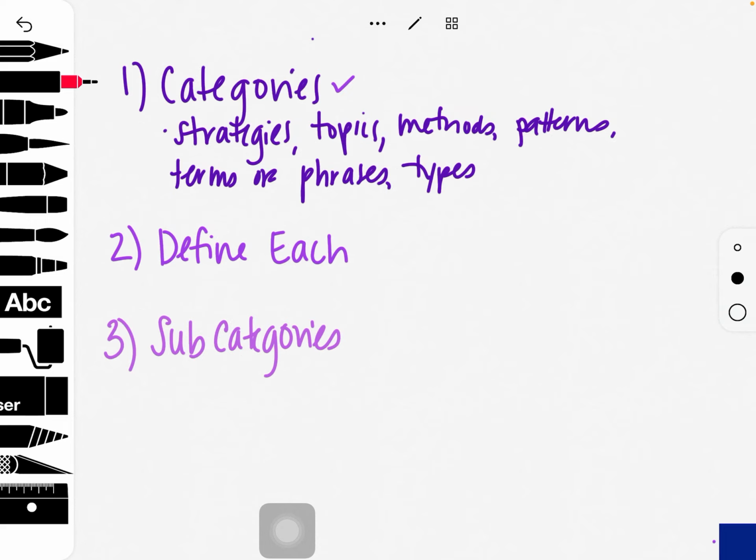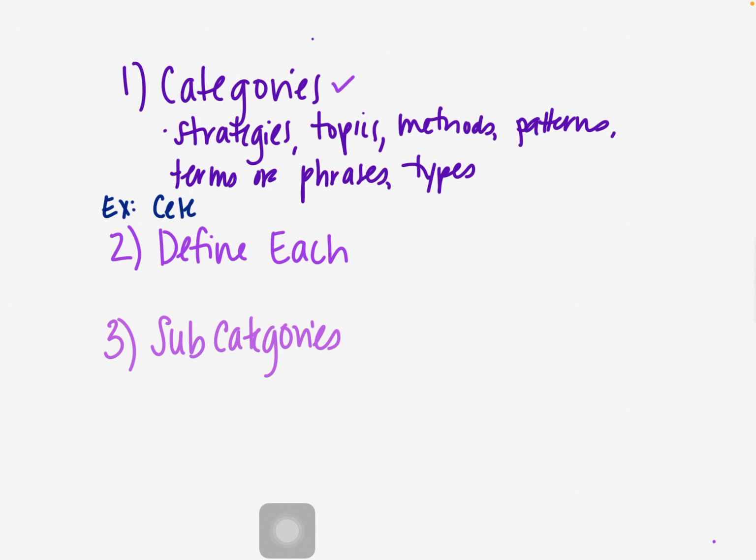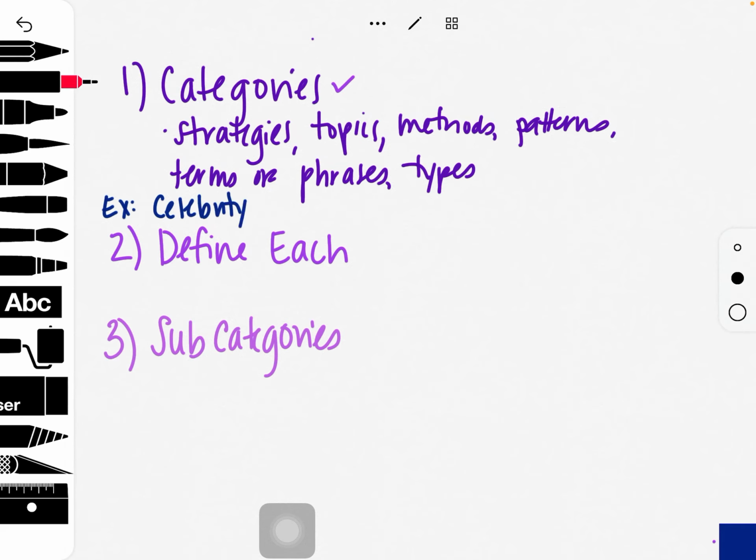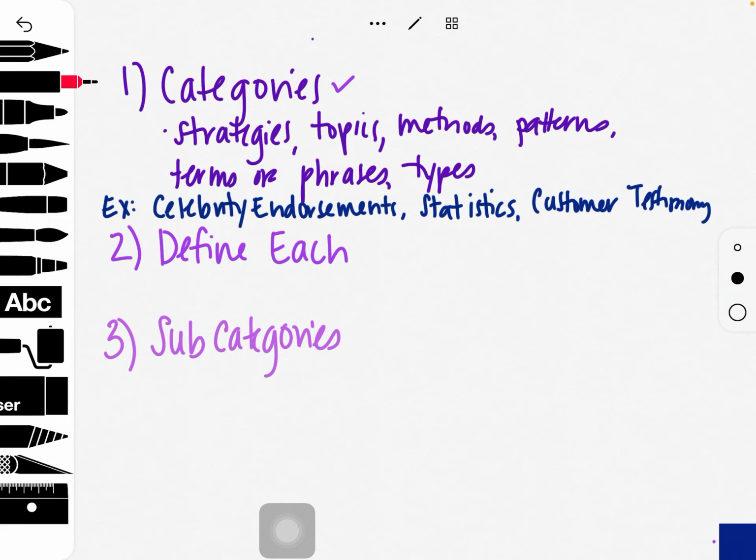So let's just kind of go over the example one more time. If I'm doing marketing research on commercials for cell phones, for example, I'm going to look at celebrity endorsement. Sorry, I'll put this here so that's my example. Celebrity endorsements. Use of statistics. Customer testimony. Those would be categories. There would probably be more if I was actually doing a research like this.